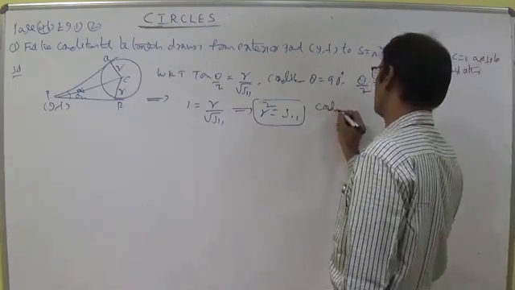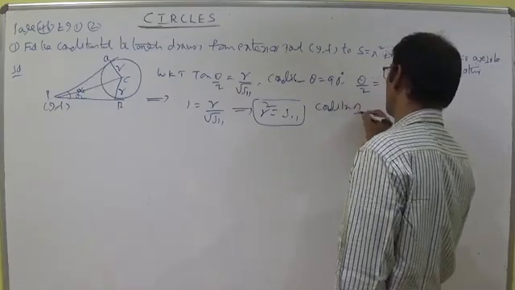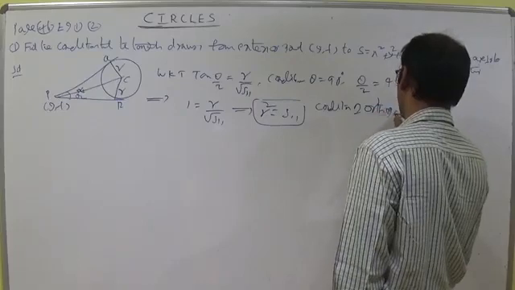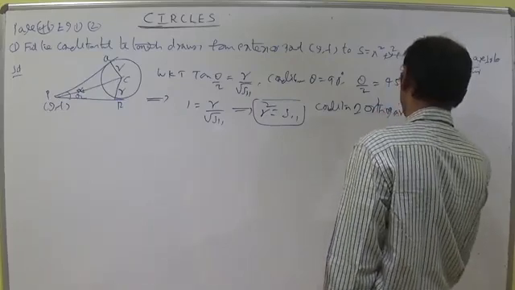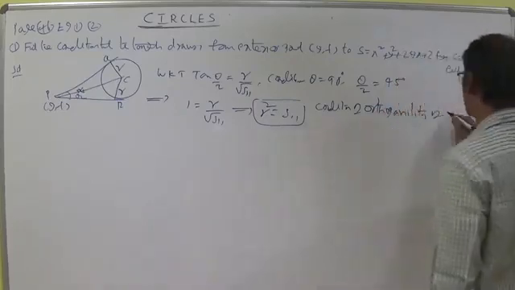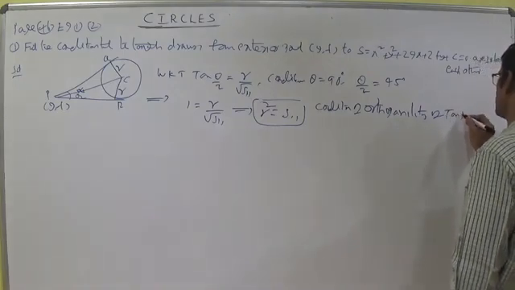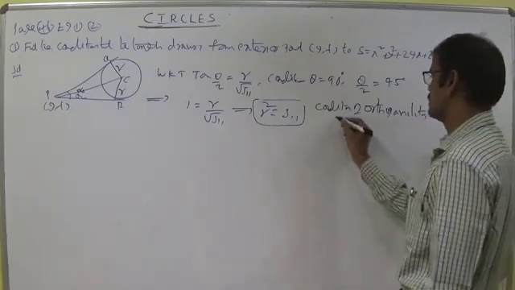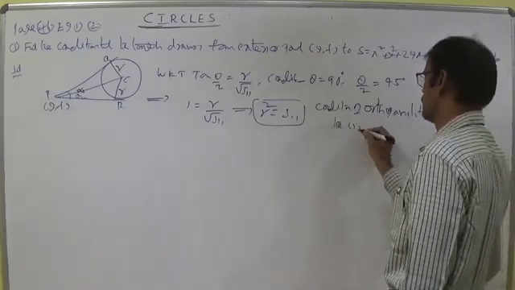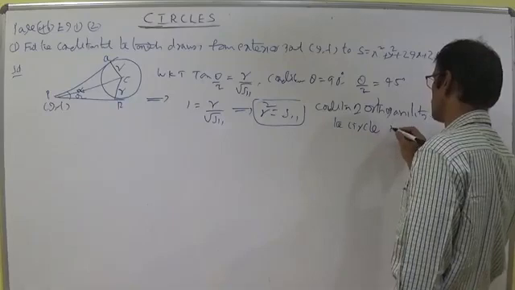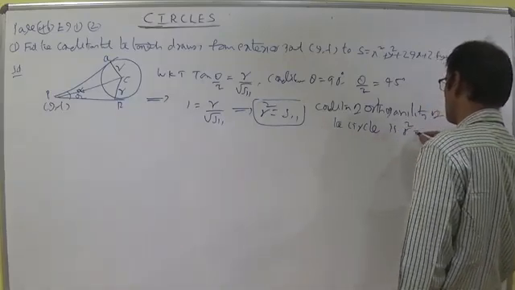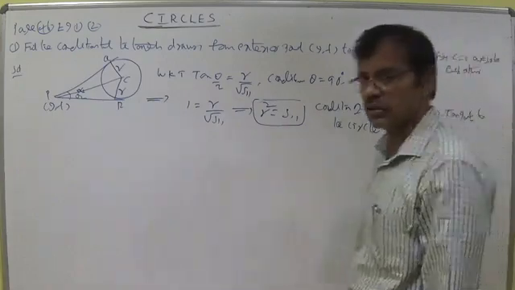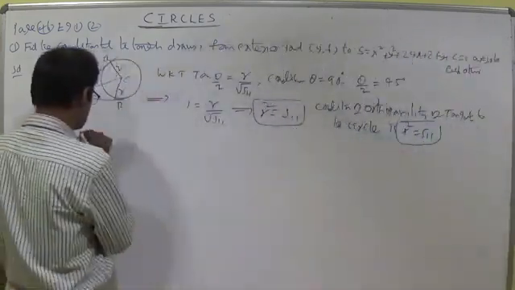Condition of orthogonality or perpendicularity, formula I am writing. Condition of orthogonality of tangents to the circle is R square is equal to S11. Hereafter directly you can write R square is equal to S11.